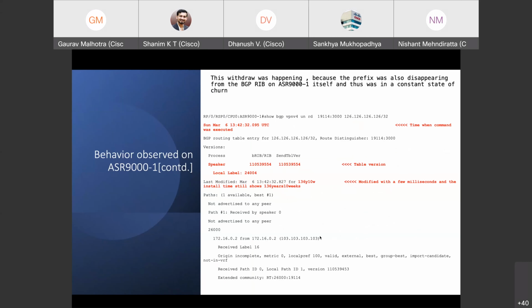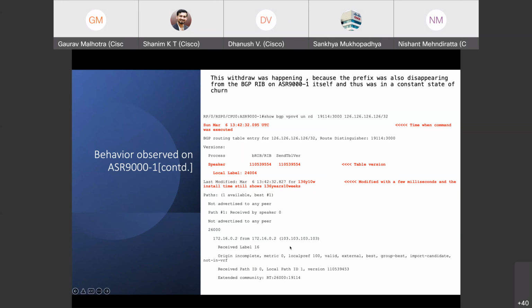Okay. So this is again from the DUT. If you look at the output, you'll see there is a local label assigned. But if you look at the BGP RIB in time, you will see it says 136 years and 10 weeks, which is not possible. And in the next slide you'll see that this does not really stay like this. It's very short-lived and then it changes.